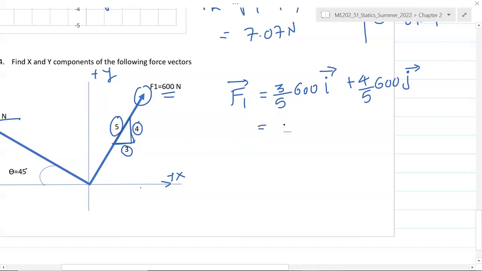We can further simplify this as 360i plus 480j newtons.